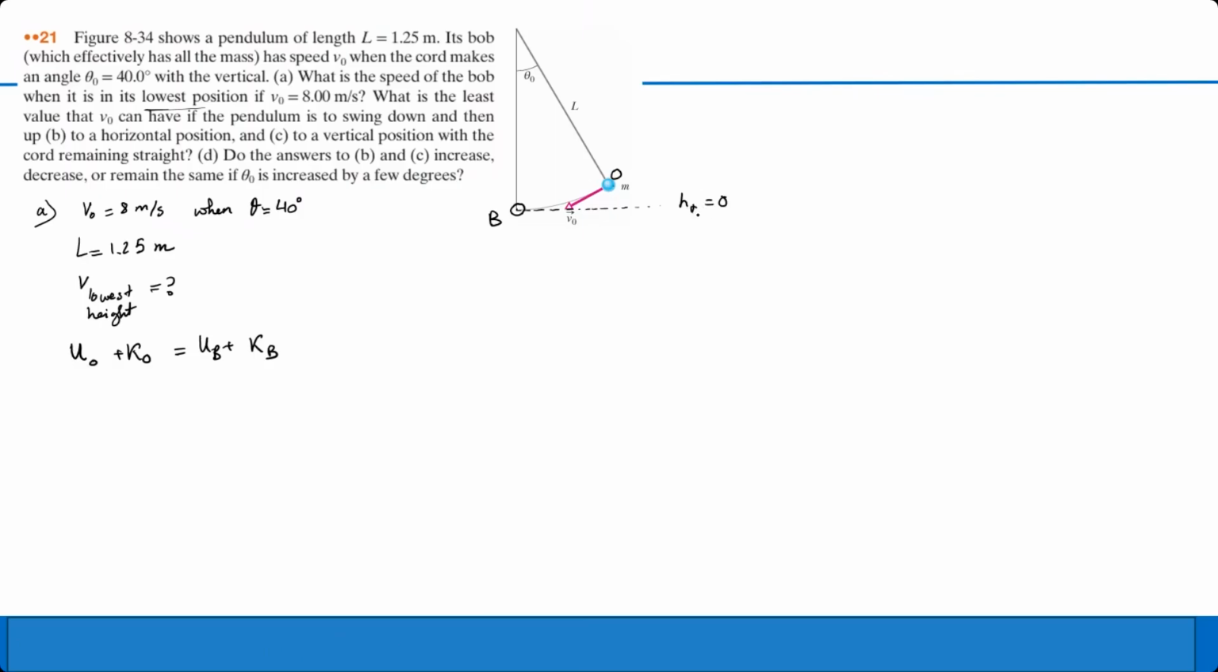So I always like to take the lowest point to be the point where my height is 0. So this is going to be 0. At point O, be careful. The speed is not 0, and the height is also not 0. So I have some height here. So these two terms will both stay here, and KB is what I want. I want the speed here.